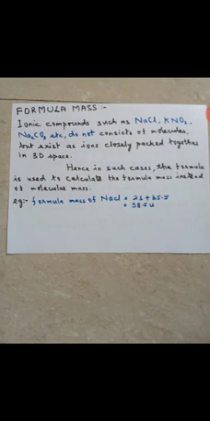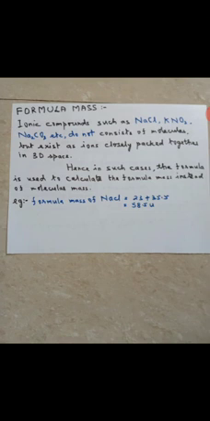For example, you can see it here on the screen: ionic compounds such as NaCl, KNO3, Na2CO3, etc. do not consist of molecules but exist as ions. These ions are closely packed together in three-dimensional spaces. 3D means three-dimensional spaces. They form a solid, isn't it? Clear? Hence, in such cases, the formula is used to calculate the formula mass instead of molecular mass.